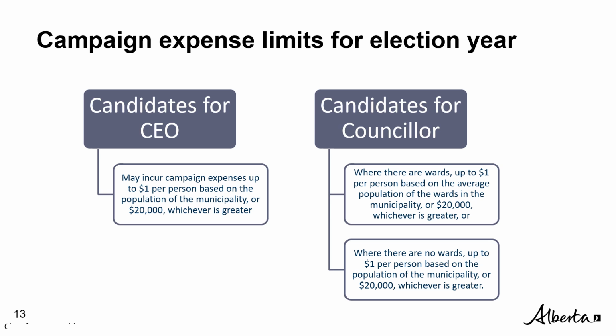In an election year, if elected at large, candidates for the chief elected official, otherwise known as mayor or reeve, and councillor can incur campaign expenses up to $1 per resident or $20,000, whichever is greater. If elected by a ward, candidates for councillor may incur campaign expenses up to $1 per resident based on the average population across all wards in the municipality, or $20,000, whichever is greater. These limits apply to any campaign expenses incurred between January 1 and December 31 of 2025.